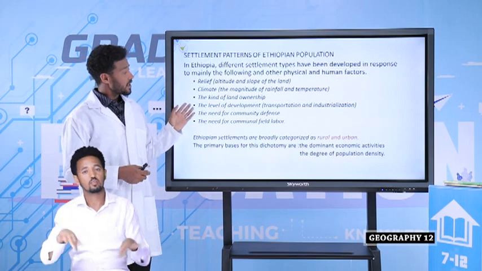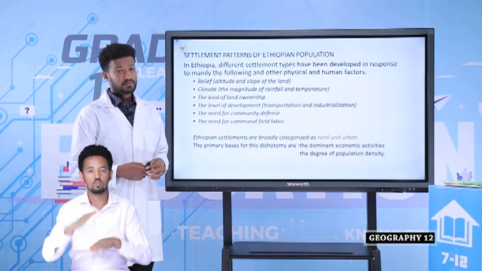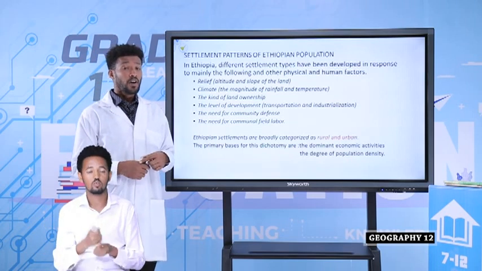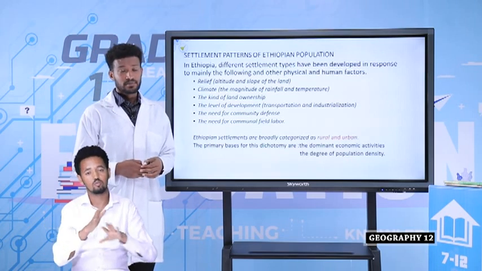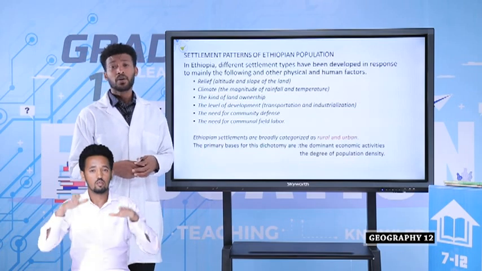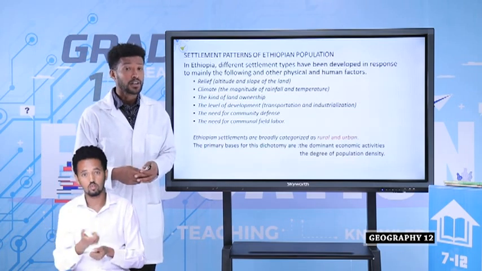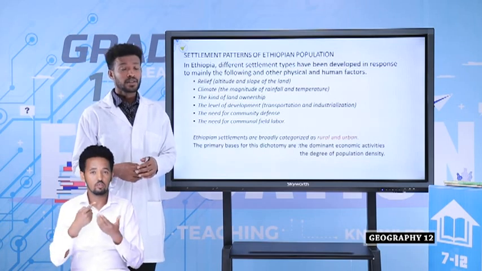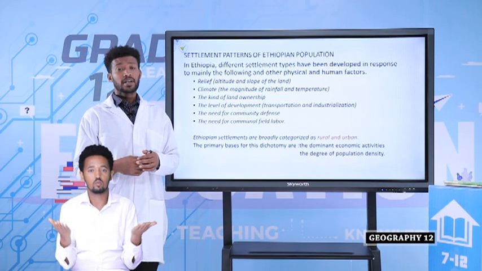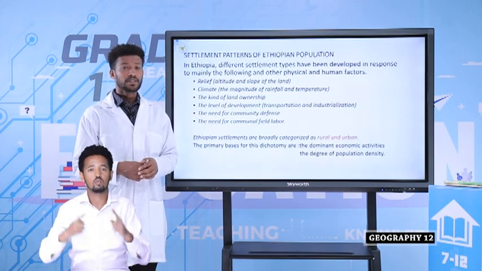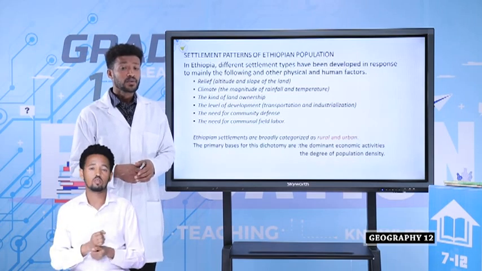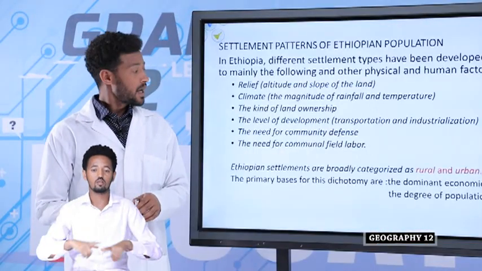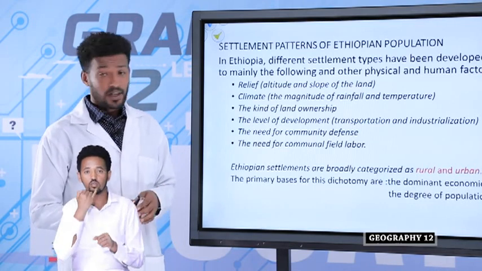Another important thing is the kind of land ownership. Most of the people of Ethiopia own their own land and they want to settle on their own land. In this context, in places where land is taken as own property, the population needs to settle on that land. Another important thing is the level of development.